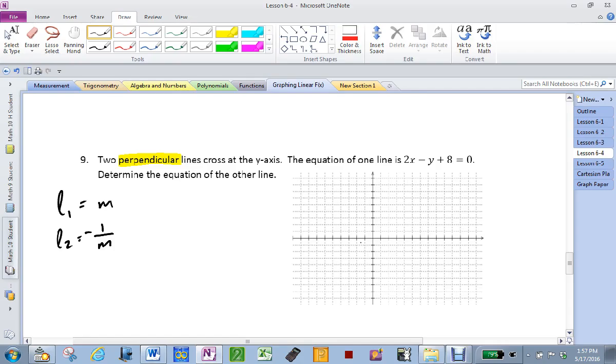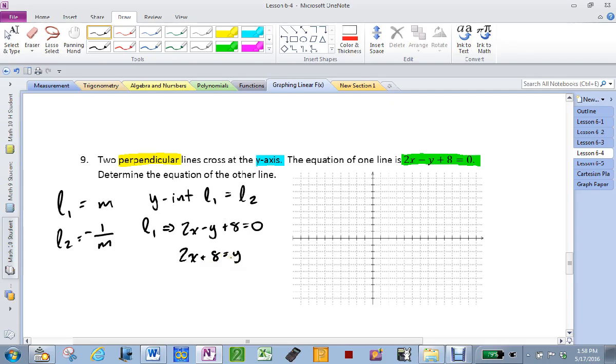They cross at the y-axis, which means they cross somewhere on the y-axis, right? Which means what do they share? If they both cross at the same spot on the y-axis, what do they share? The y-intercept is the same, isn't it? So this tells us that the y-intercept of line 1 equals the y-intercept of line 2, doesn't it? Right? And finally, we have one of the equations, don't we? So we know that line 1 is this equation, 2x minus y plus 8 equals 0. Can we do something to this to get me a y-intercept and a slope? What?